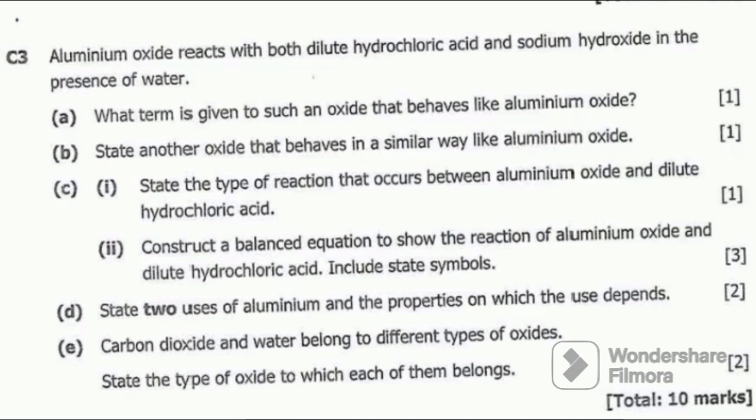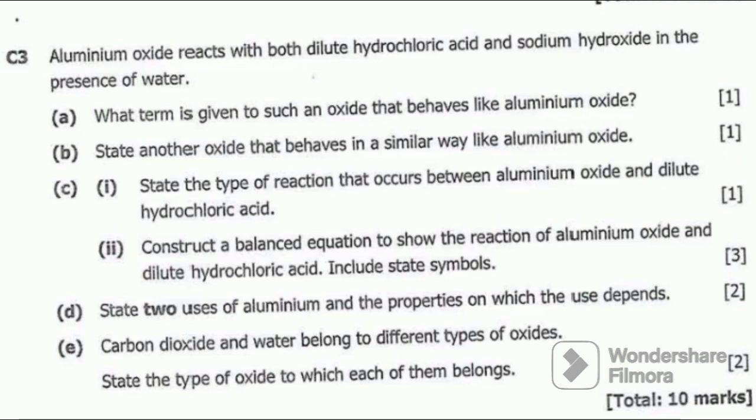The best term here is amphoteric oxide. I'm pretty sure you heard me earlier when I said aluminium oxide is an example of amphoteric oxide. So the answer is amphoteric oxide.